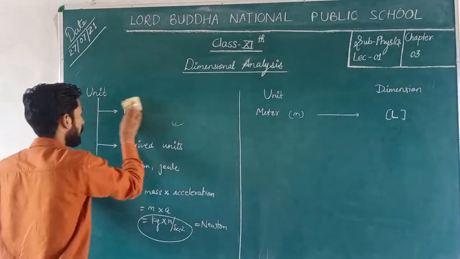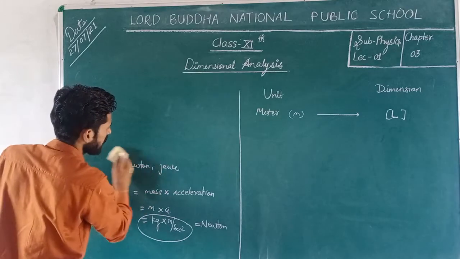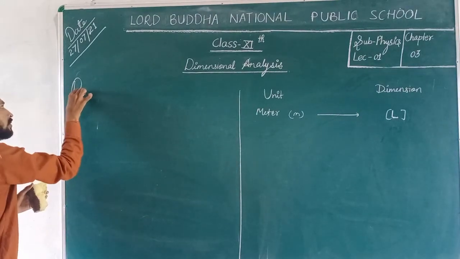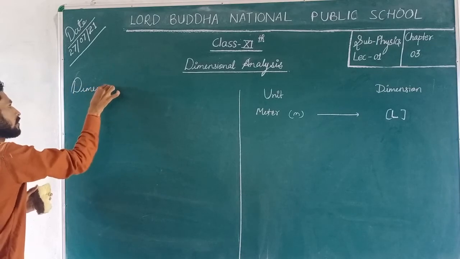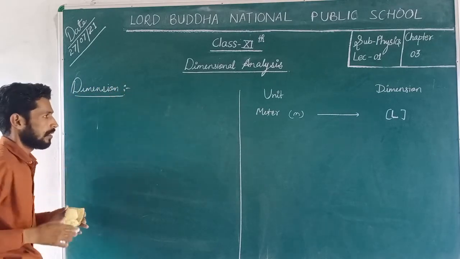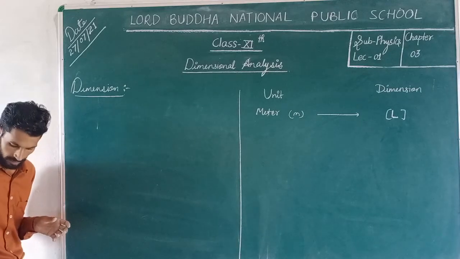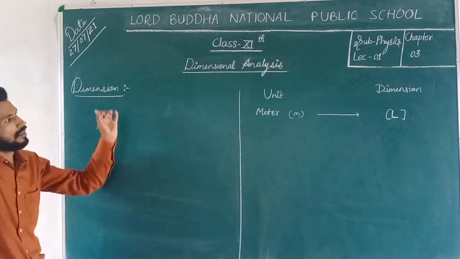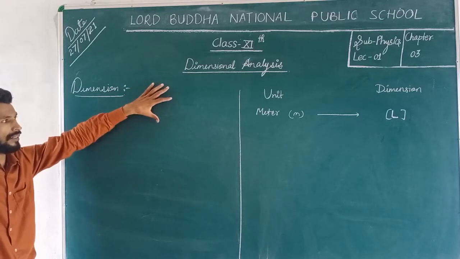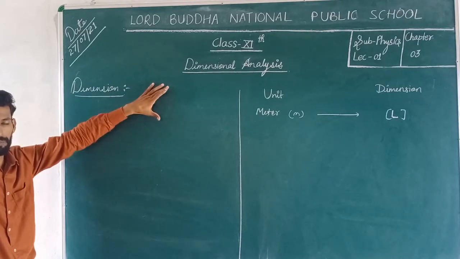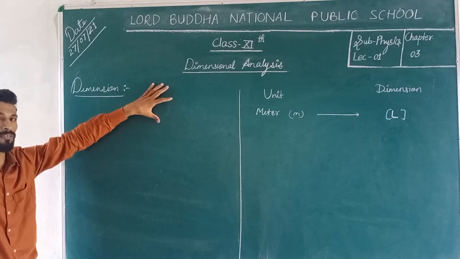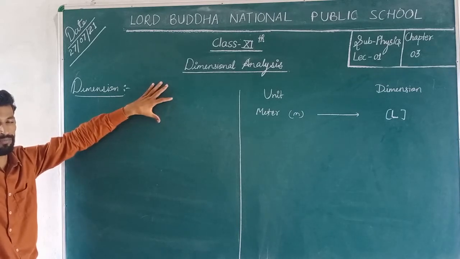So here we are going to start dimension. Dimension is the symbol and the representation of the unit of the physical quantities in the term of the power of the units.